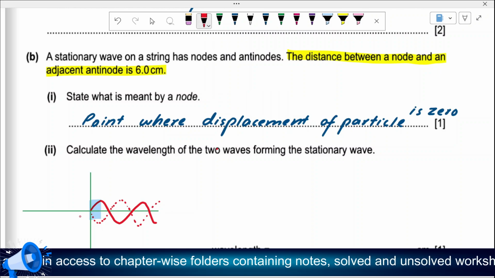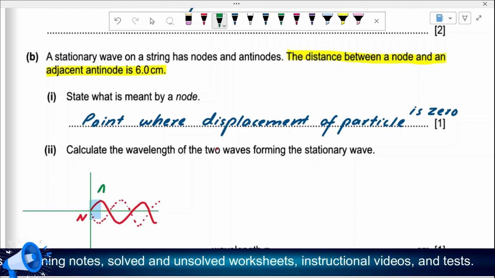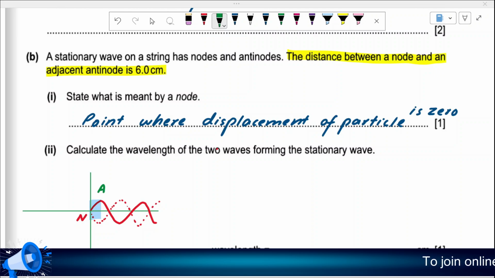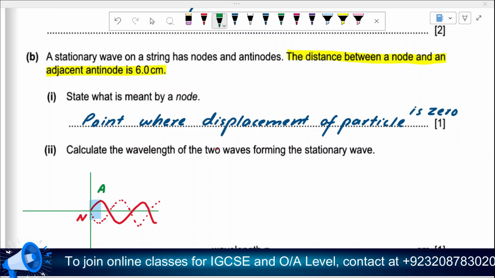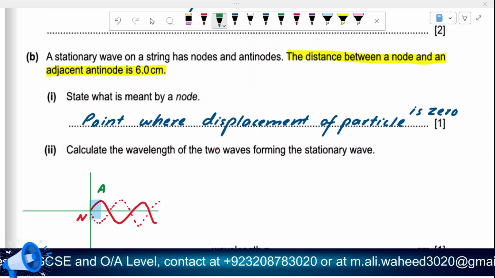So node is once again the point where the displacement is 0. Antinode is the point where the displacement is maximum. So the question is, in terms of the wavelength, the distance between node and antinode is how many times the wavelength? Is it half times the wavelength? Is it 1/4 times the wavelength? Or is it actually equal to the wavelength?